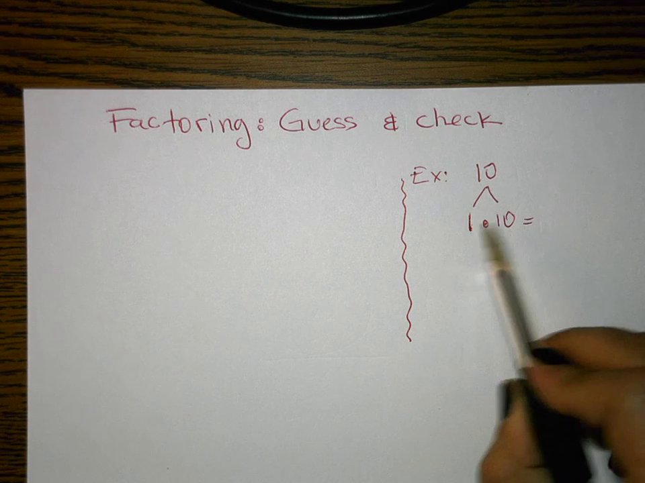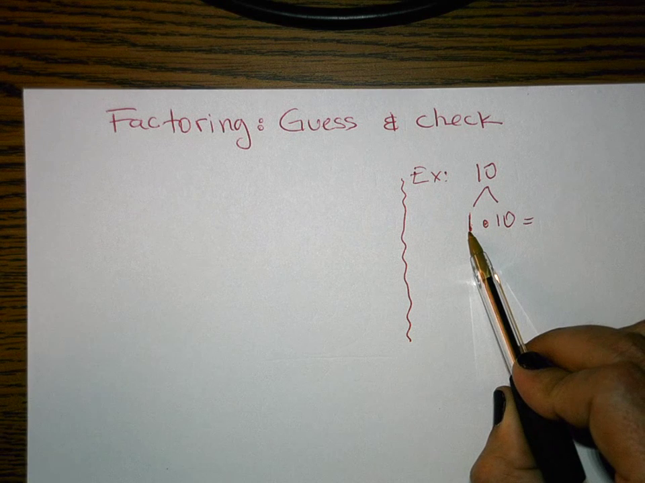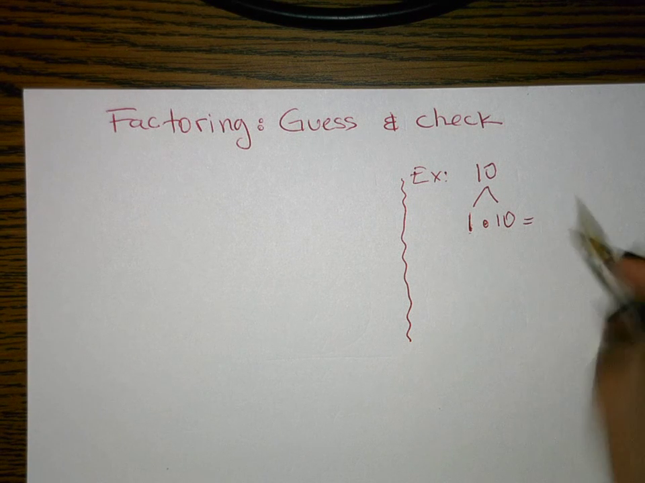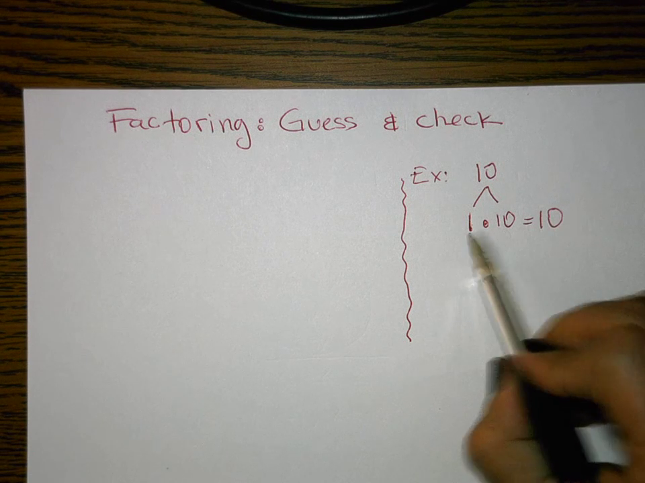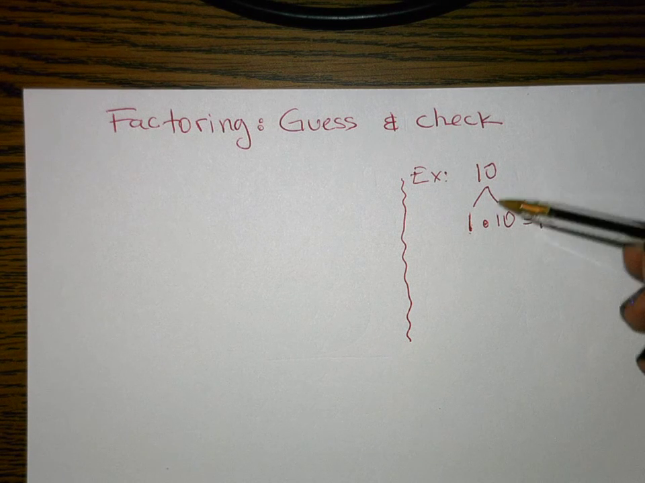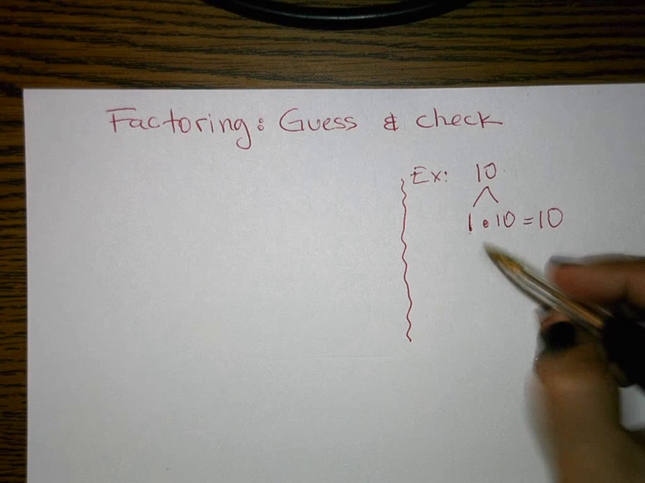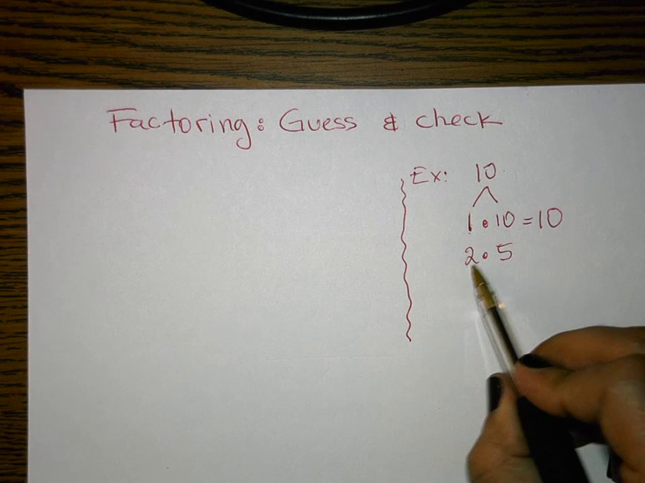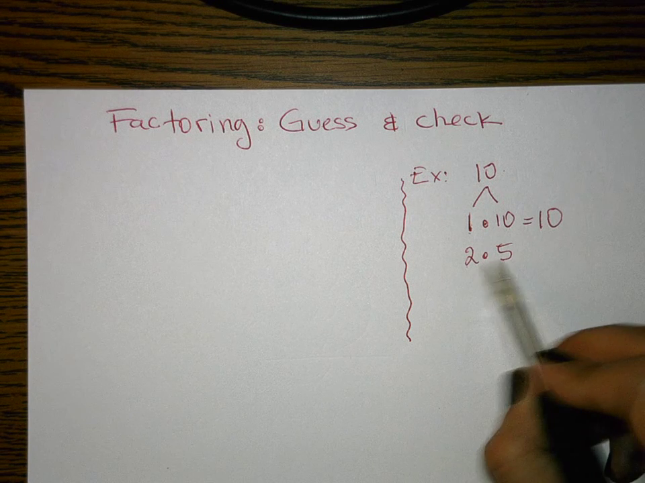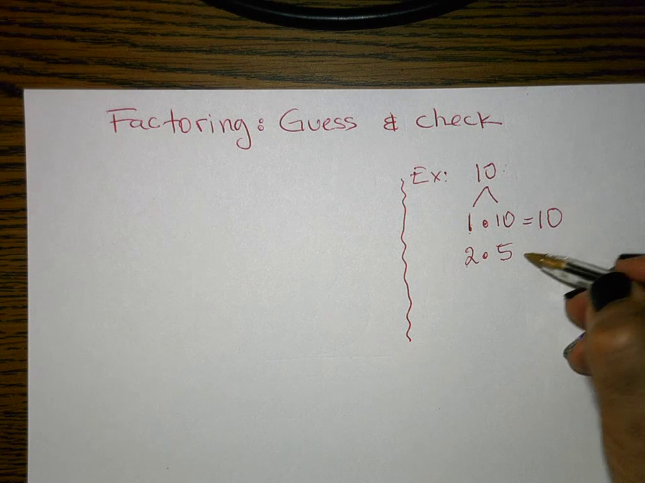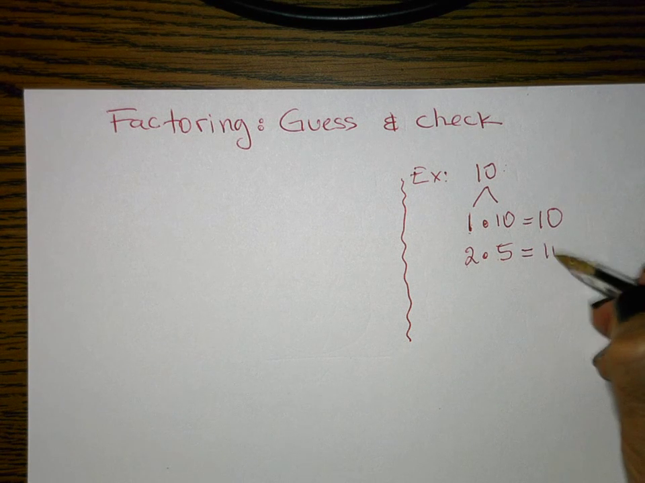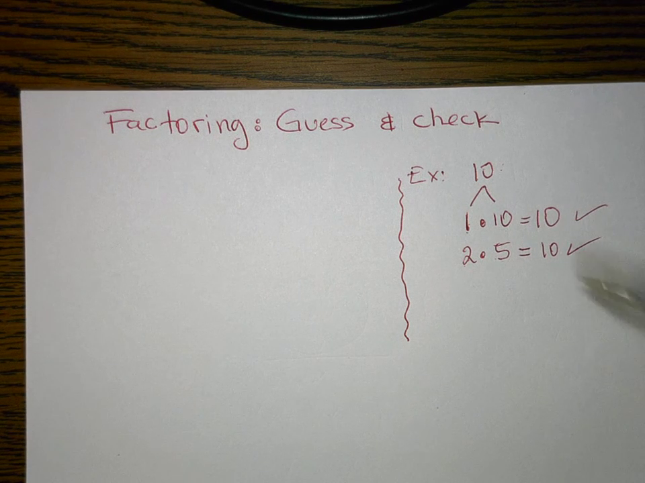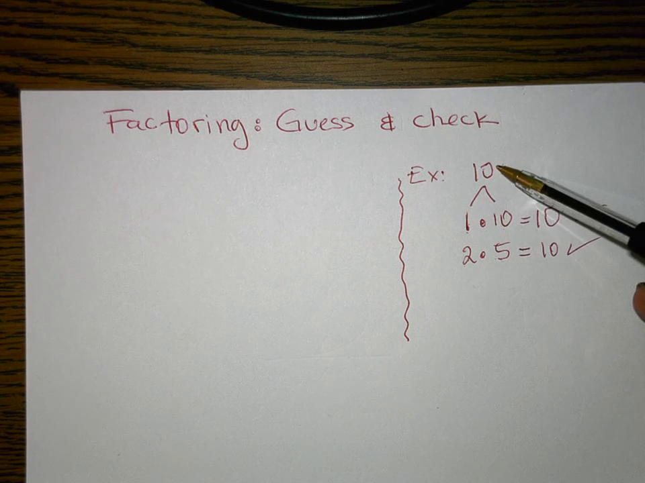These numbers are called factors. So when I multiply 1 times 10, it does equal the number 10. So these are called factors, and I factored the number 10. I also think of 2 times 5. The number 2 and the number 5 are factors of the number 10. When multiplied, 2 times 5 does equal the number 10. So that's what factoring is: finding the factors of a number.